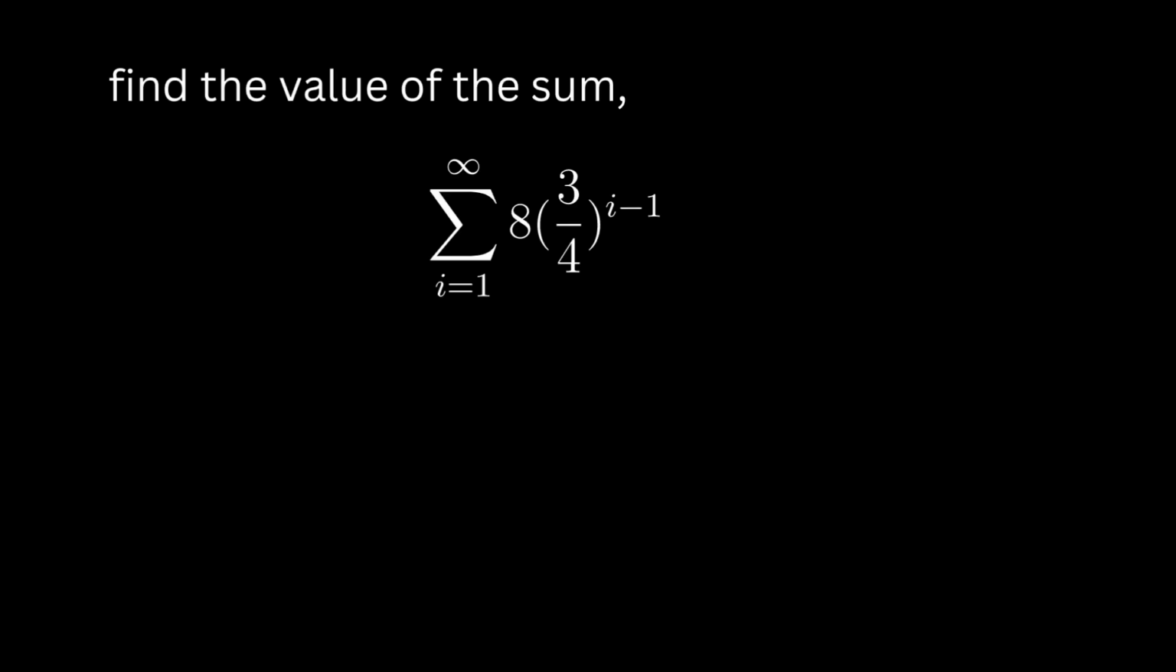Another example. Find the value of the sum: the summation of 8 times 3/4 raised to i minus 1 from i equal to 1 up to infinity. This series is an infinite geometric series with first term 8 and common ratio 3/4. So, S is equal to 8 over 1 minus 3/4, which is equal to 8 times 4 over 1, which is equal to 32.